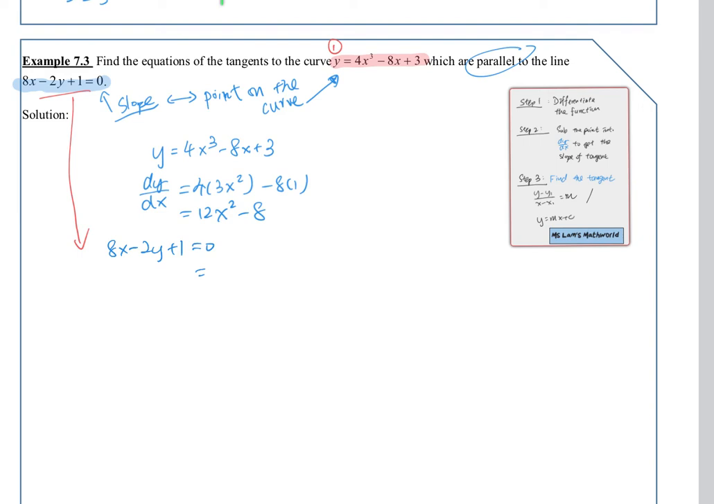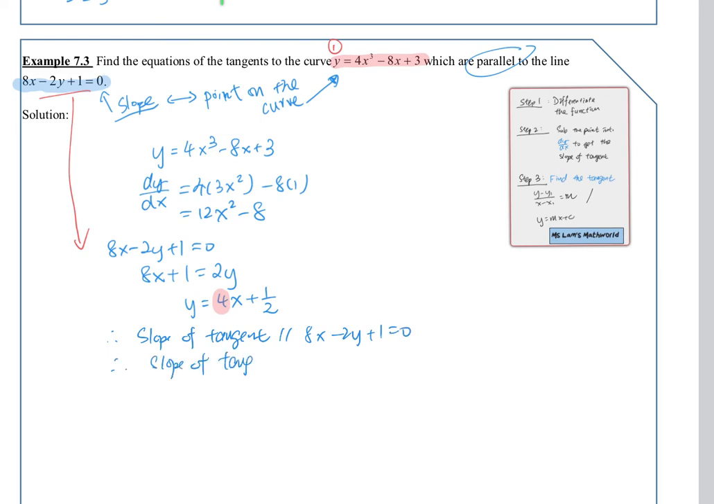Personally, I like to use the slope-intercept form to help myself find the slope of the graph. Okay, so the slope of the straight line is equal to 4, alright? So therefore, the slope of the tangent, because they are parallel, equals 4. So parallel to x minus 2y plus 1 equals 0, right? So we got the slope of the tangent.